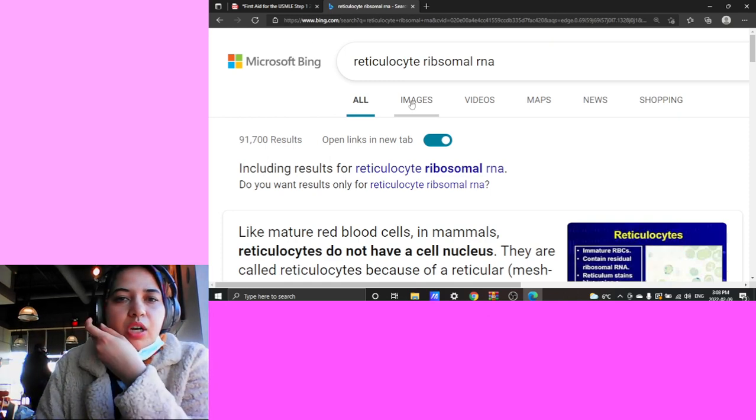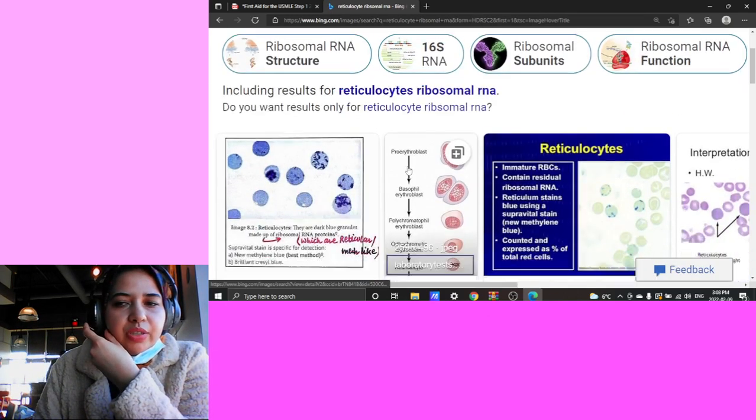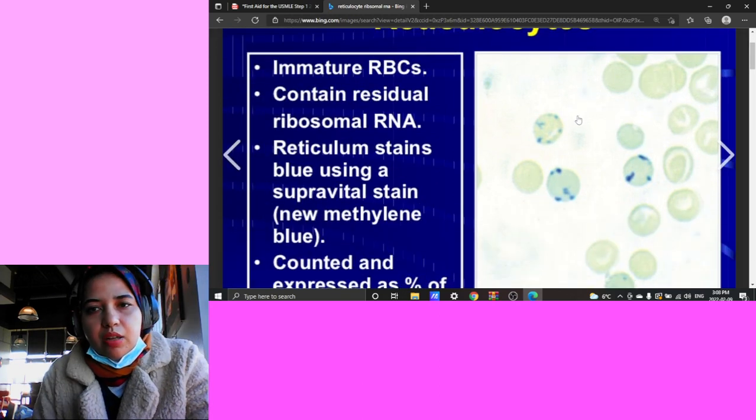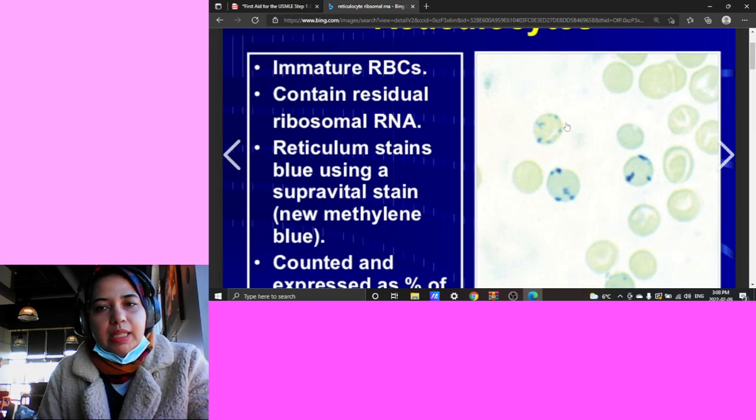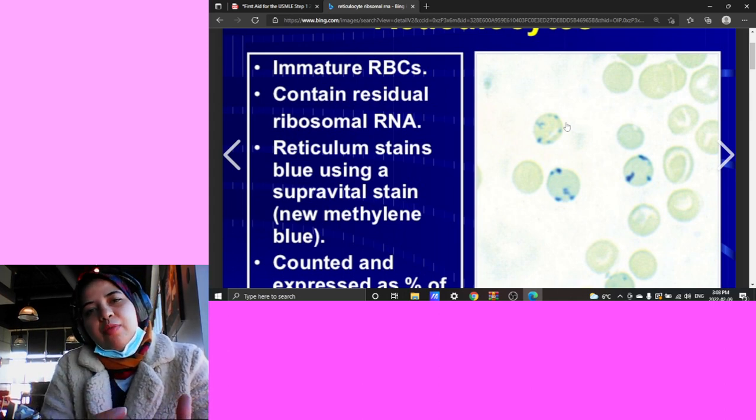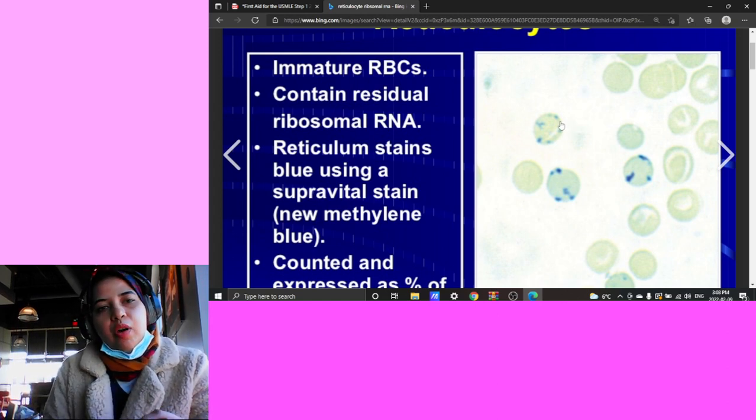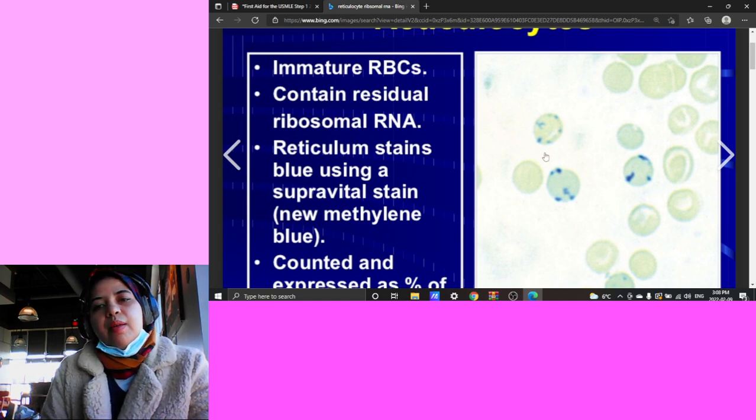It's important to know what that looks like in case you get a picture of this on your exam. So let's take a look at this picture here. This is what a reticulocyte looks like. It's an immature RBC. And we said RBCs don't have organelles, right? But they do on their way while they're being developed. They lose them on their way out, so they might have remnants left over. On the very new or immature RBCs that are still in the circulation, they might have these little blue dots here, which are stained with methylene blue, and these are ribosomal RNA.